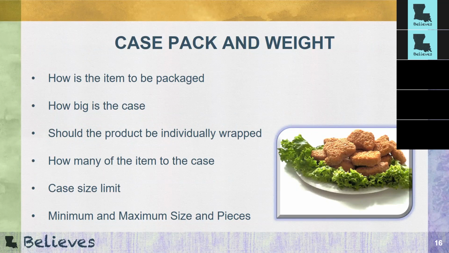Case pack and weight are important. How should the item be packaged? And how big are the cases? This can be as simple as 6 number 10 cans, or 4 or 5 pound loaves, or not to exceed 25 pounds. Some other example descriptions might include individually wrapped, 48 to the case, 72 to the case, 96 to the case. Cases cannot exceed 30 pounds.